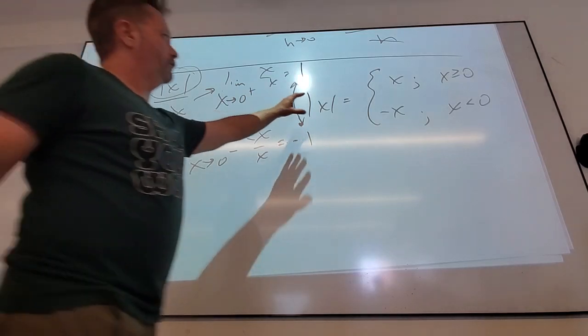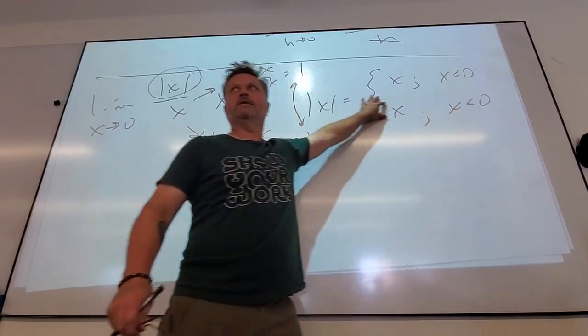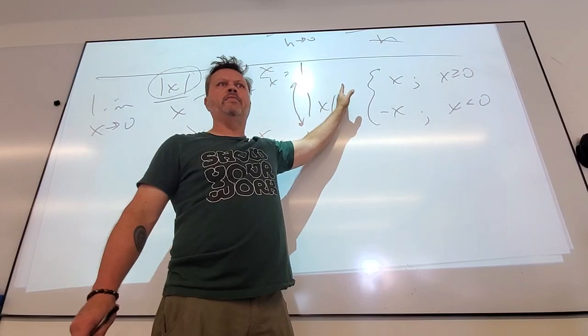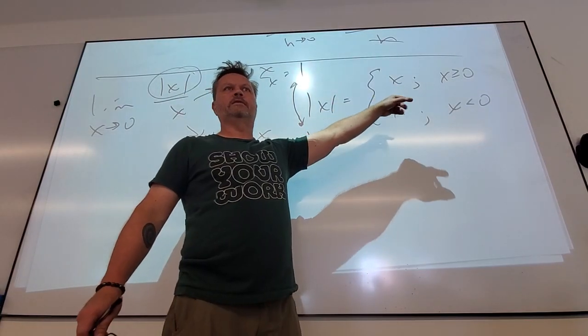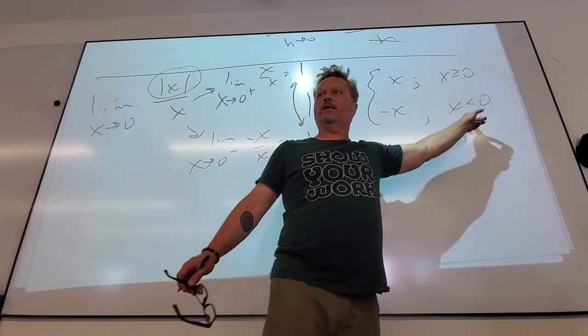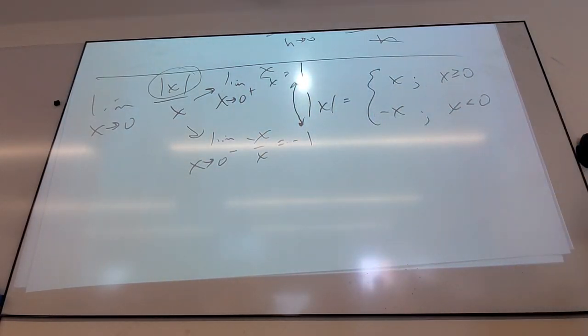This is really important though. If you've never seen this before, then I apologize on behalf of my profession. This is something you should know. Absolute value of x is not one thing, it's two. It's x if the inputs are positive, or it's negative x if the inputs are negative. Which is why it's an evil little dude.